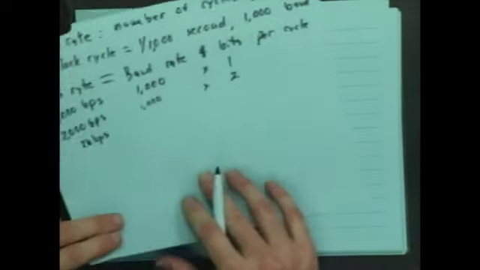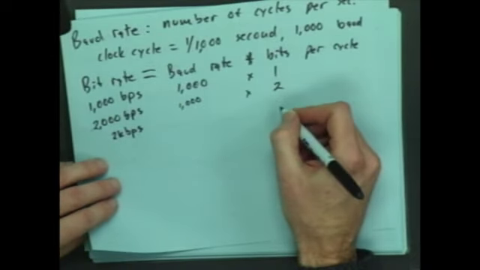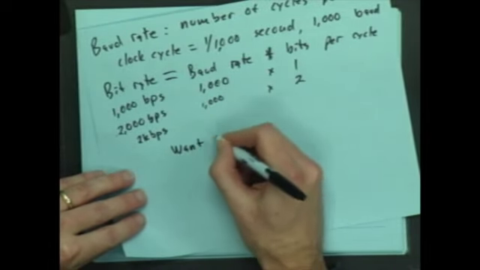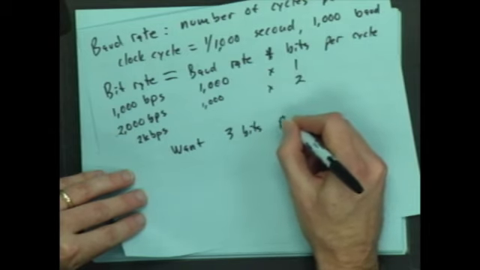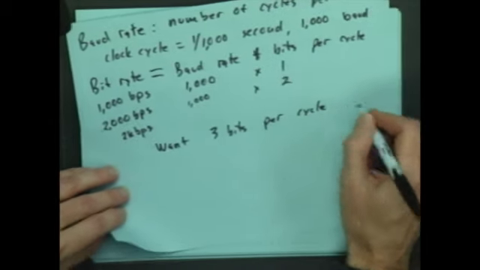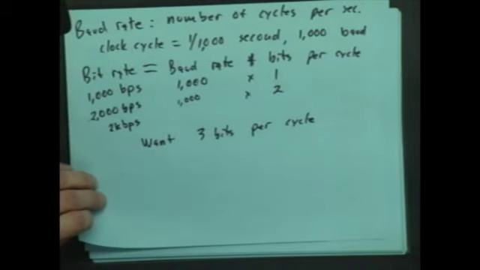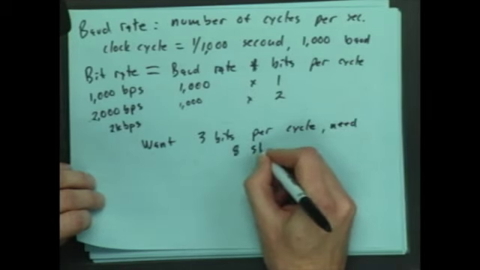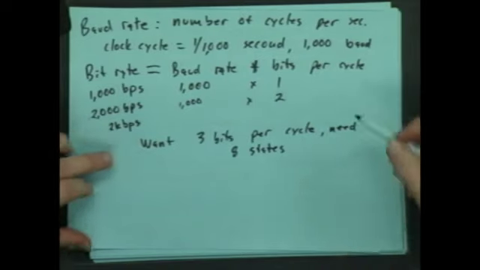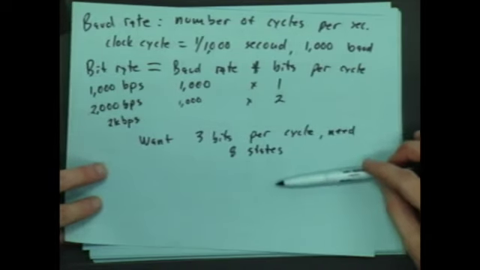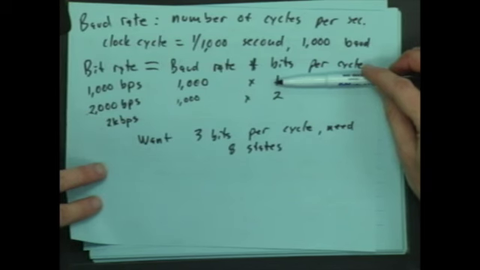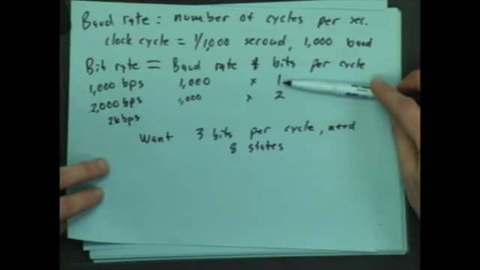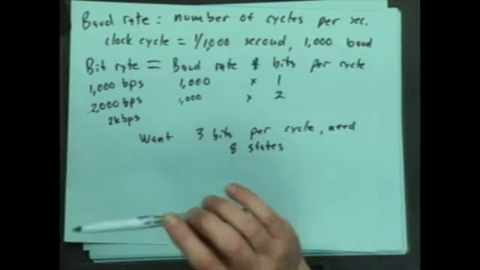All right. So what if we want to do 3 bits per clock cycle? Hold on a second. I want 3 bits per cycle. How many states do I need for that? Okay? So I want you guys to notice this is a two-step procedure, or it can be. I can do multiple states on my line, which increases my bits per cycle, and then that increases my bit rate via the baud rate.